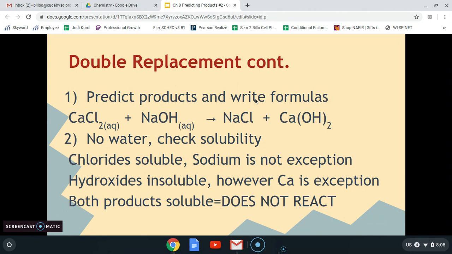Hydroxides are all insoluble, but calcium is an exception, meaning that calcium hydroxide is also soluble. Neither one of those products is water. Neither one of those products is insoluble. That reaction doesn't happen.